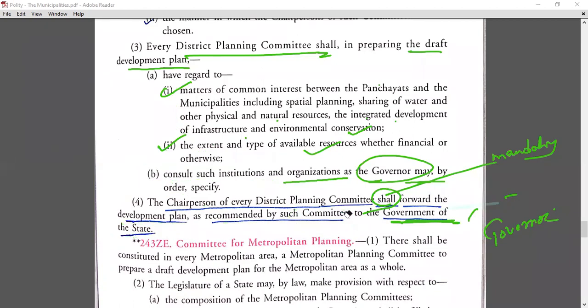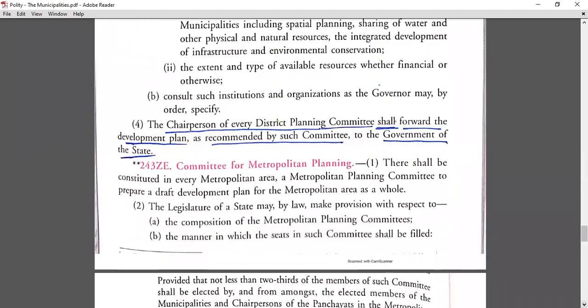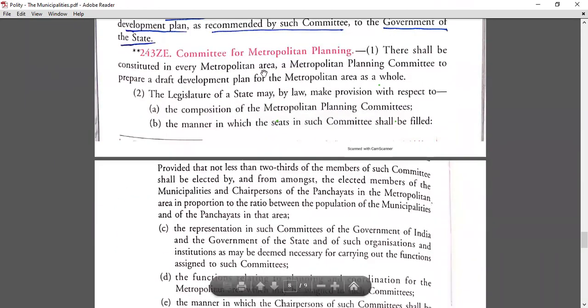Next, 243ZE. And this is the district planning committee. Okay, now we have a metropolitan planning committee. That is the committee for metropolitan planning. Same thing, exactly the same thing. There shall be constituted a metropolitan planning committee in every metropolitan area, and they will prepare the draft development plan for the metropolitan area as a whole.